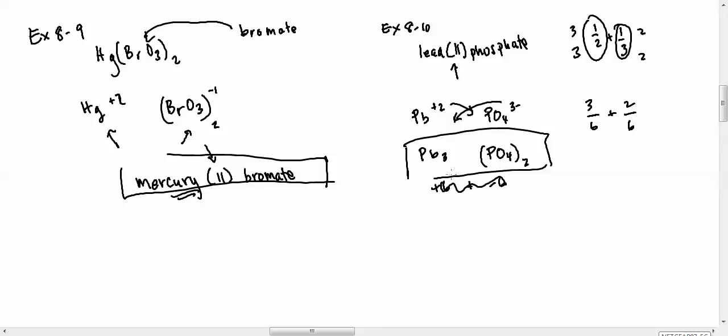Now, there's nothing wrong with the crisscross method for now, and you can use that. So if that's what you're comfortable with, go for it. But I hope that you understand why you're using this crisscross method.